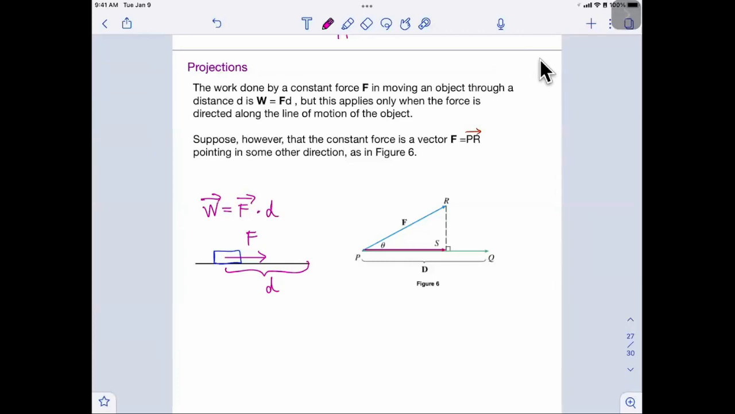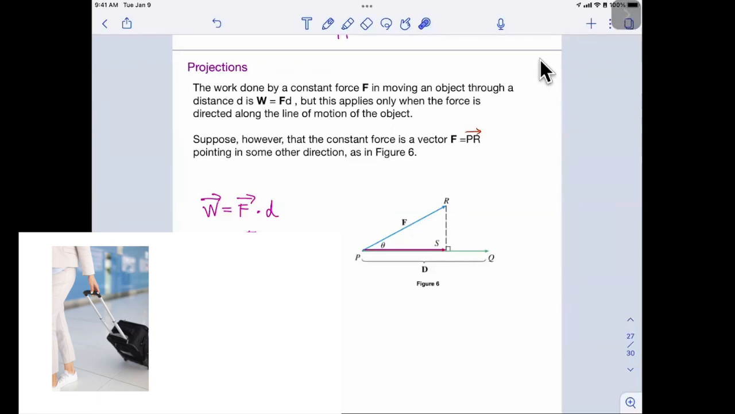Okay, so now suppose that the force, the constant force over here, is going this way, but the object is moving this way, right? That happens, right? When I pull my suitcase here, I pull it this way, but then it goes forward, right? Okay. So suppose the force goes this way, in this direction over here. Do you understand? Now here's my suitcase.